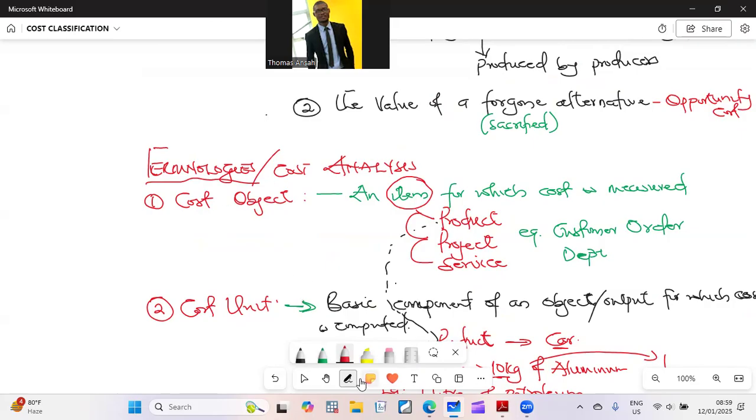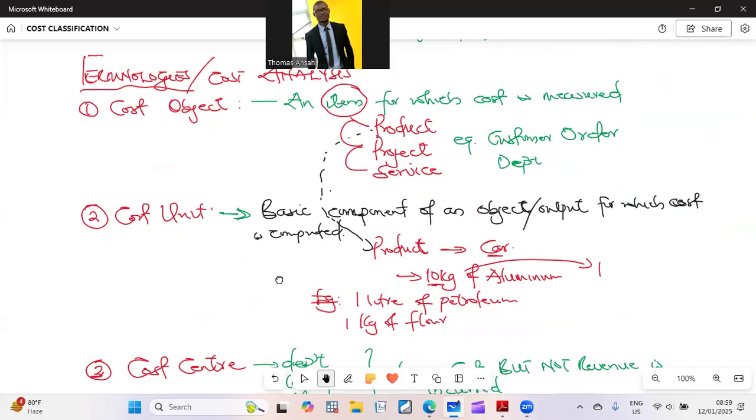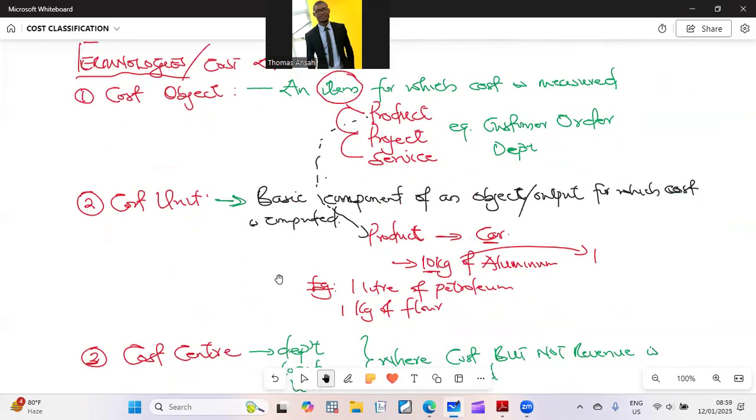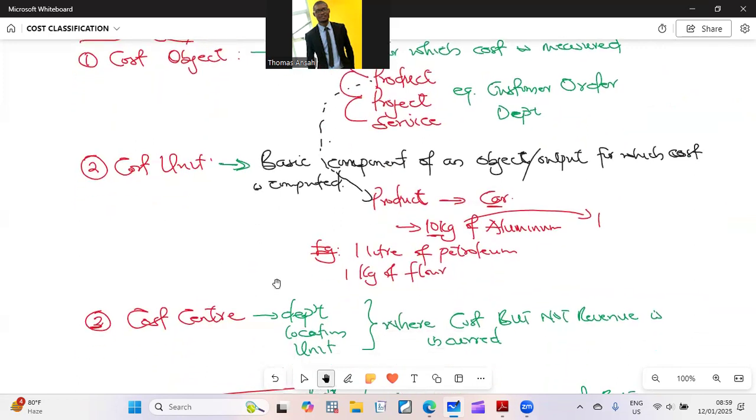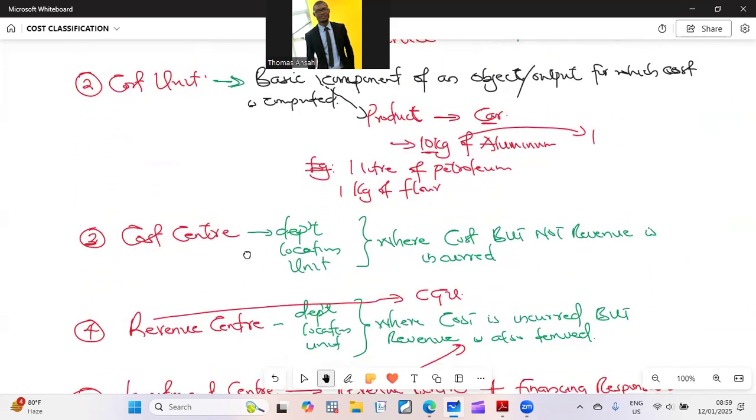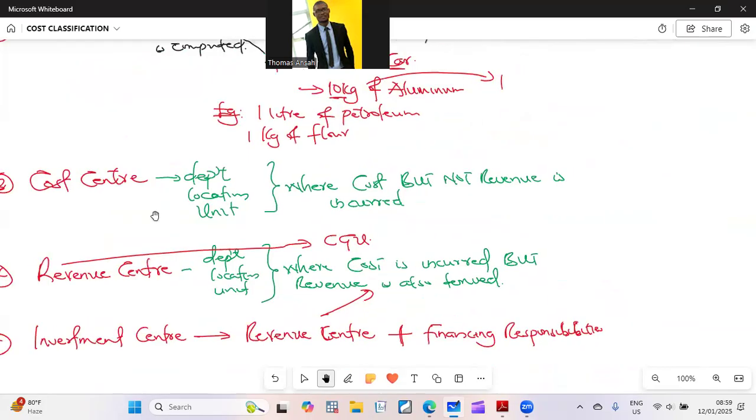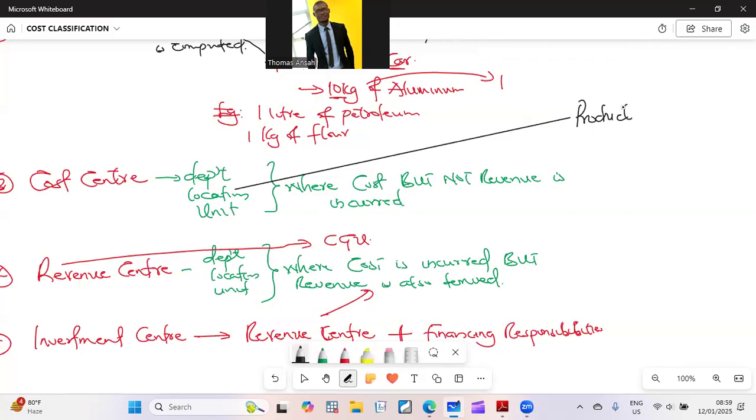Now, yes, a cost object, the purpose for which cost is determined. All right. We have cost unit. We have the basic component of a cost object, or basic component of an object for which cost can be ascertained. All right. So that is that. Then we have a cost center. All right. A department. And this one, I can even open it up small, because when you talk of a department in an entity, when we are talking about cost, you can talk about the production cost center.